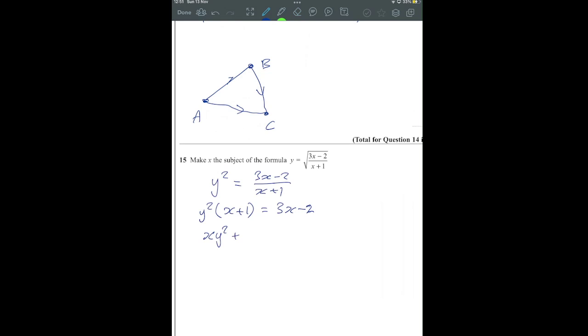Expanding that out cleans up the brackets. We want x to be the subject, so we want to try and get all the x's on the same side. Now it's up to you which side you put it on.